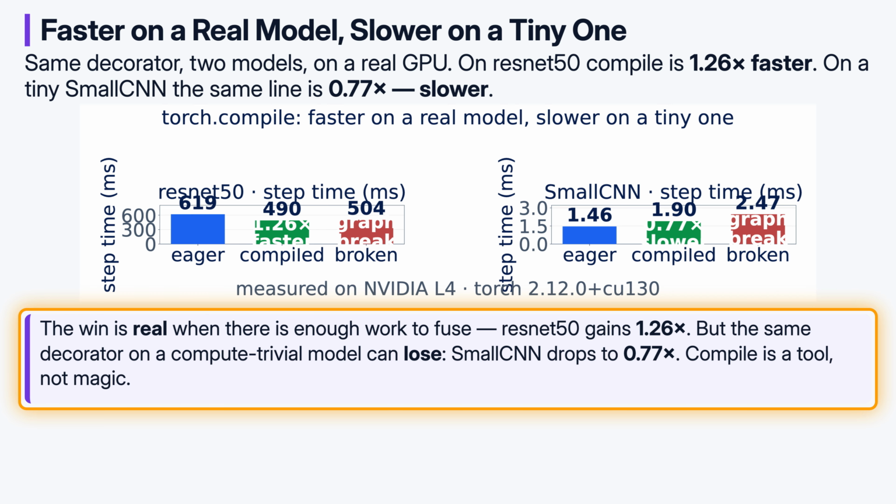So ResNet 50 gains 1.26 times, but the same decorator on a compute trivial model can lose. SmallCNN drops to 0.77 times. Compile is a tool, not magic.